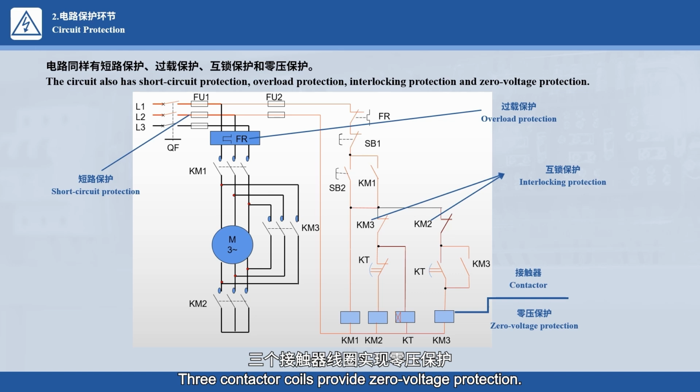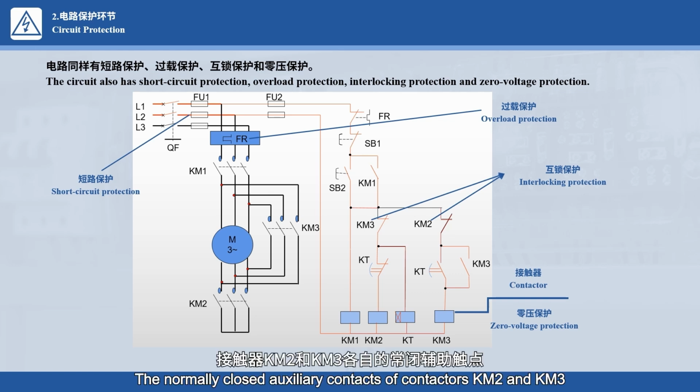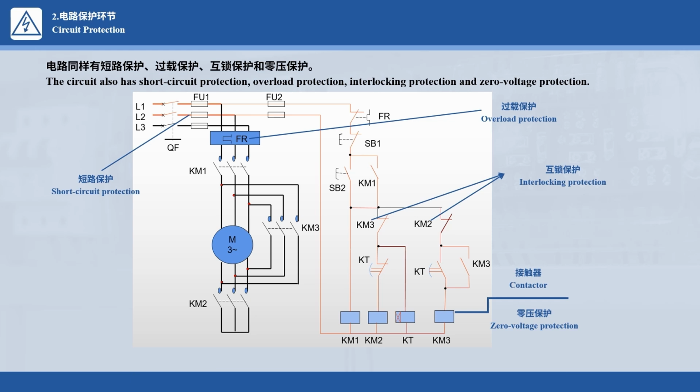3 contactor coils provide zero voltage protection. The normally closed auxiliary contacts of contactors KM2 and KM3 are connected in series with each other's coils to achieve interlock protection, ensuring the safety performance of the freight elevator and preventing short circuits.